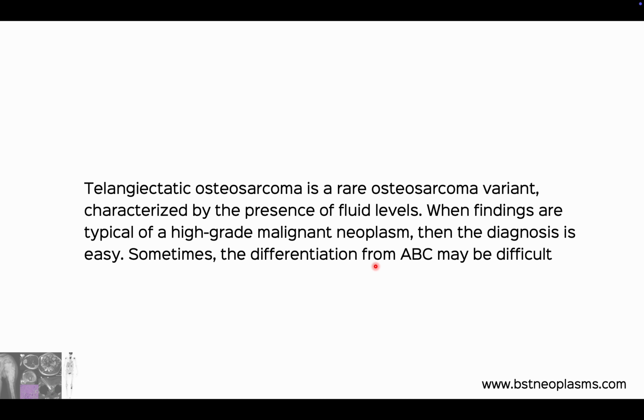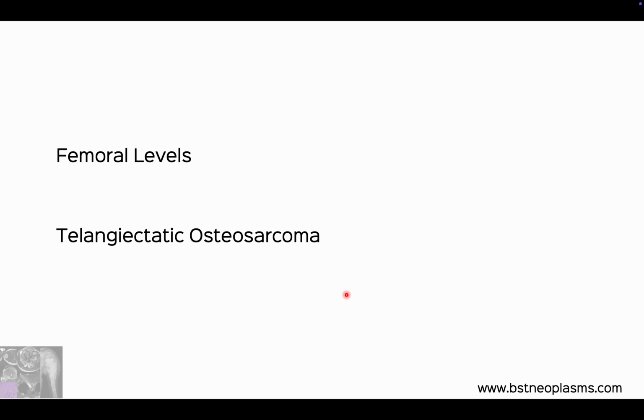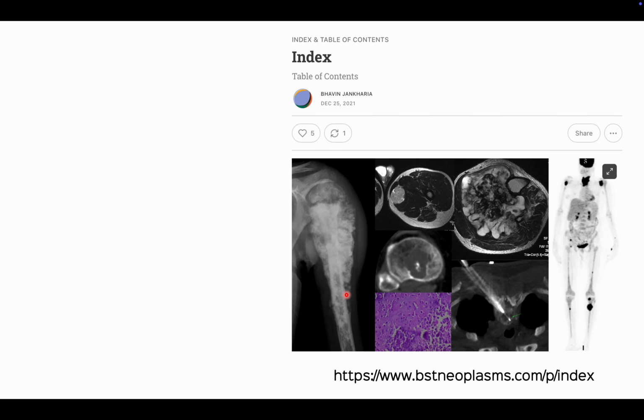So it's a rare osteosarcoma variant characterized by the presence of fluid levels on MR. And when the findings are typical of a high-grade malignant neoplasm on X-ray and MR, then the diagnosis is easy and the fluid levels only tell you that it's telangiectatic osteosarcoma. Sometimes the differentiation from ABC may be difficult. So this was the case.